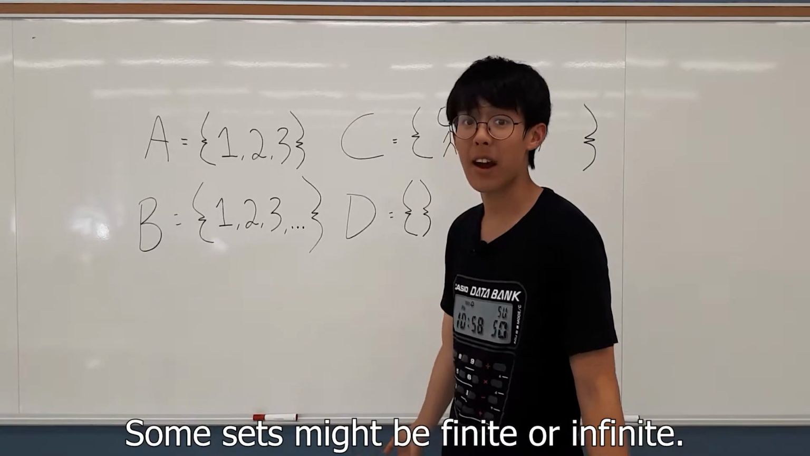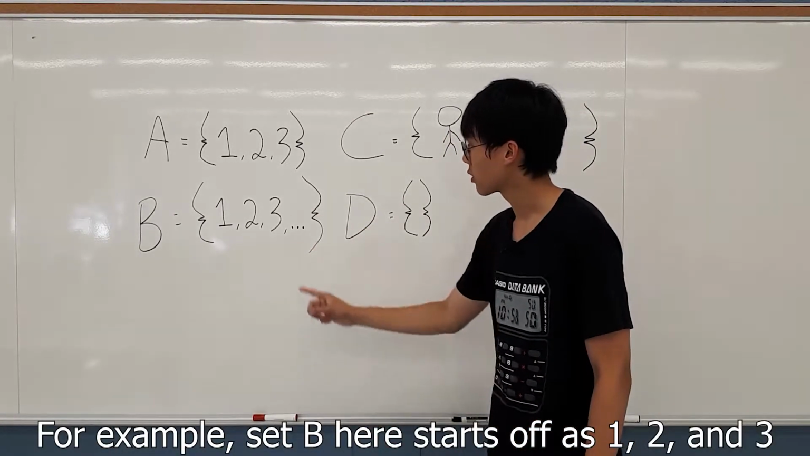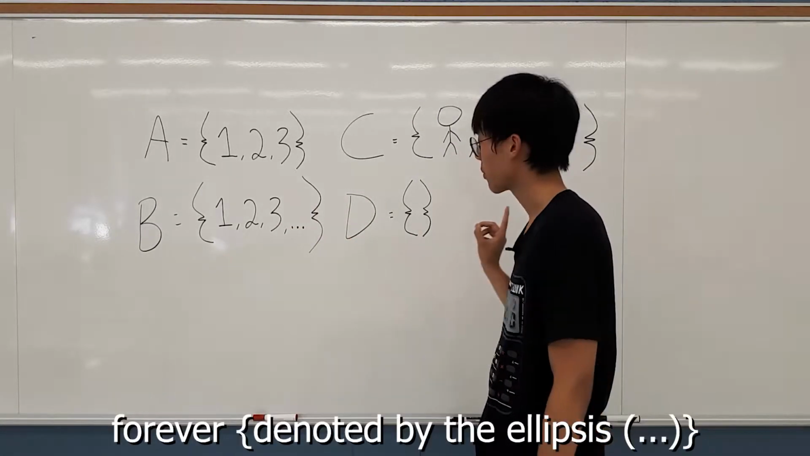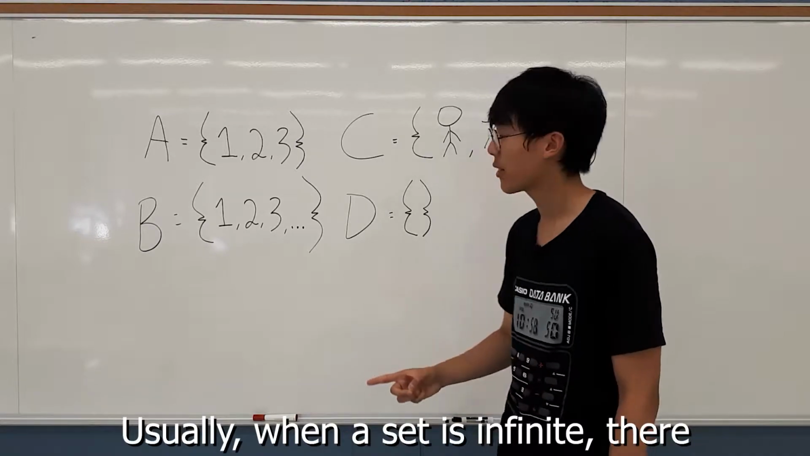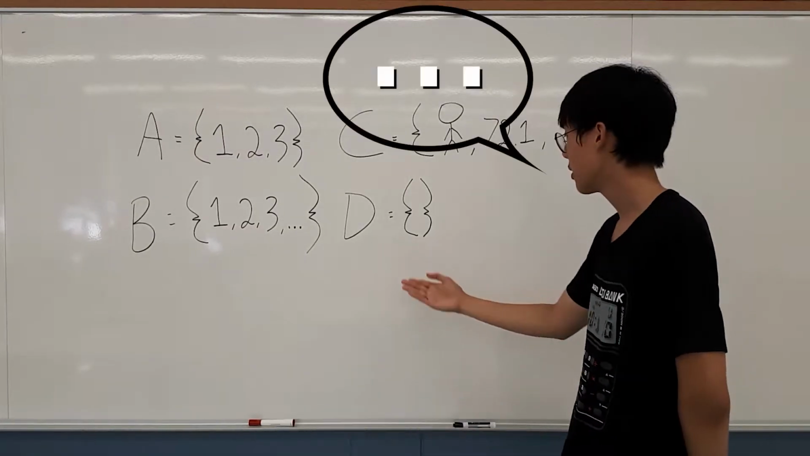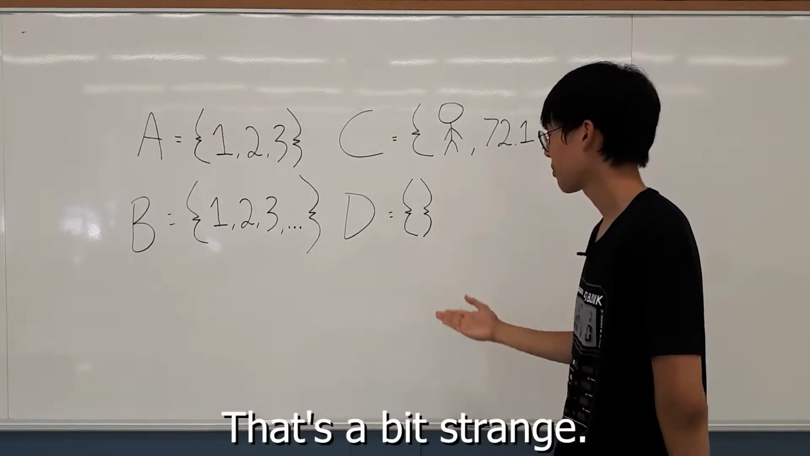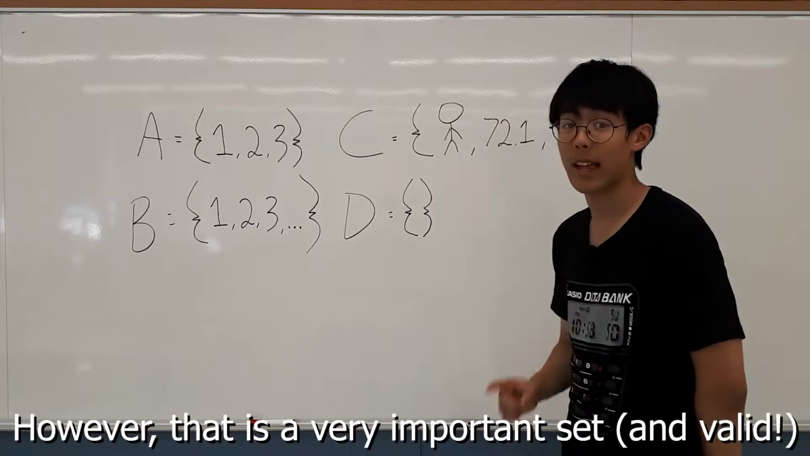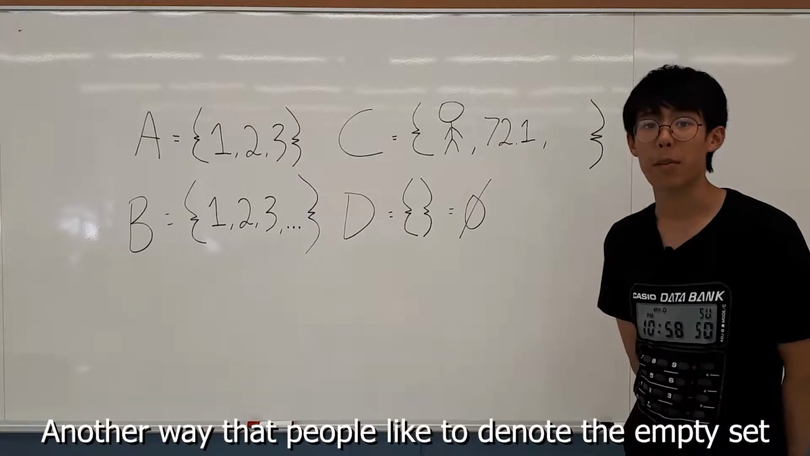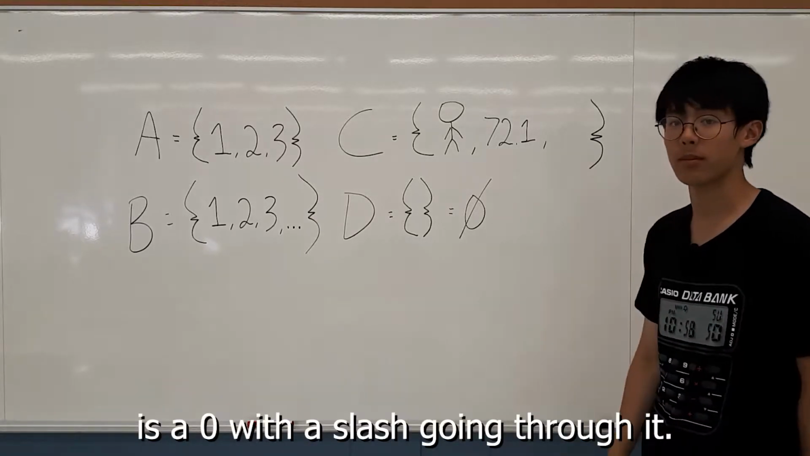Some sets might be finite or infinite. For example, set B here starts off as 1, 2, and 3, and then the elements seem to just go on forever. Usually when a set is infinite, there is a noticeable pattern. Finally, set D is a set with no elements in it. That's a bit strange. However, that is a very important set, and we will call that set the empty set. Another way that people like to denote the empty set is a 0 with a slash going through it.